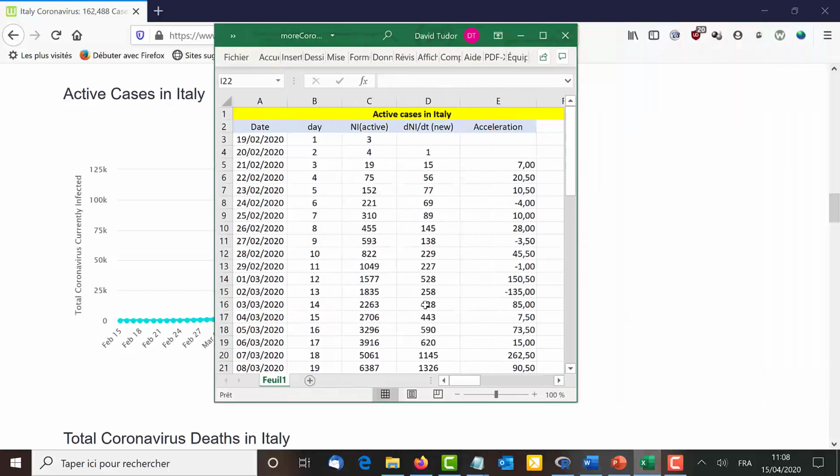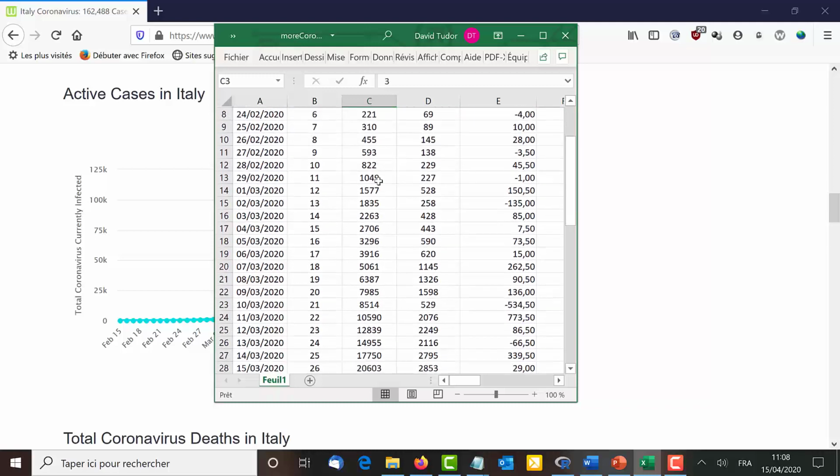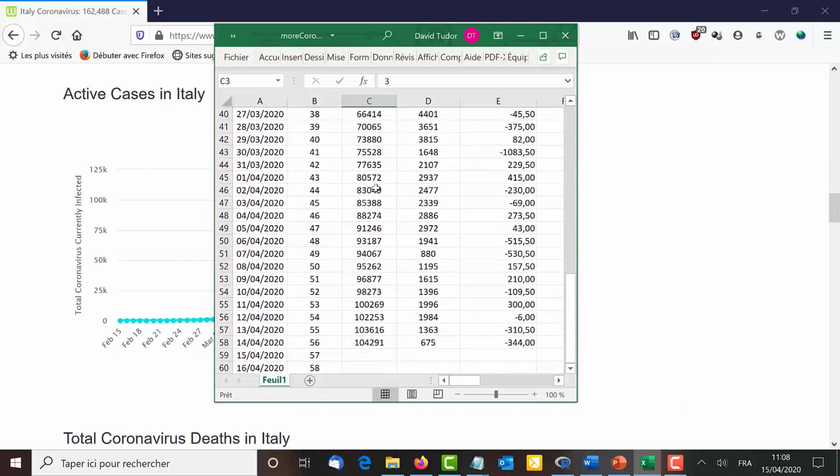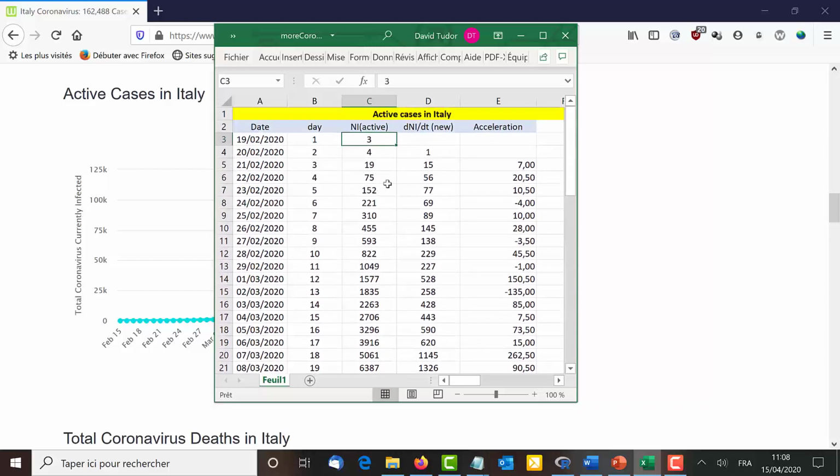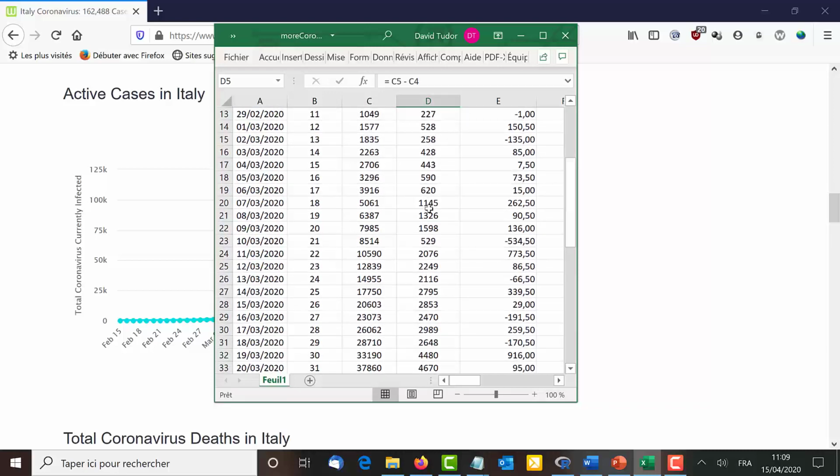So my Excel sheet here, notice that I've taken the active cases in Italy, so I've written the date down and the day, 1, 2, 3, so I have just numbered the days. My number of active cases, I copied this particular column out of the website that we're looking at in the background there. Now, to see whether the numbers of cases are increasing or decreasing, I've taken, as you know in Excel, this cell, C4, minus this cell, C3, in order to get the cell 1. And the 15 here comes from 19 minus 4. So I've done that to calculate the number of new cases every day.